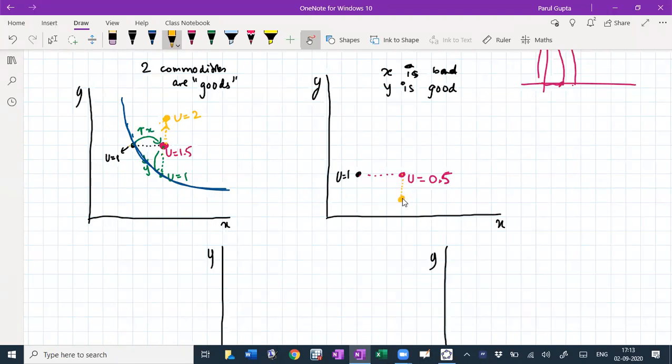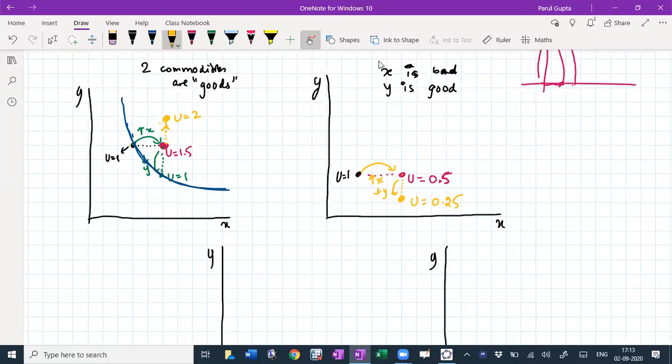Lower utility. Lower utility. Not only did I give you more of the bad commodity, I also took away some of the good commodity, right? So moving from here to here, I increased X, and X is a bad. Moving from here to here, I reduced y, and y is a good. So whatever happiness I had at this point, I'm going to have even lower happiness at this point.